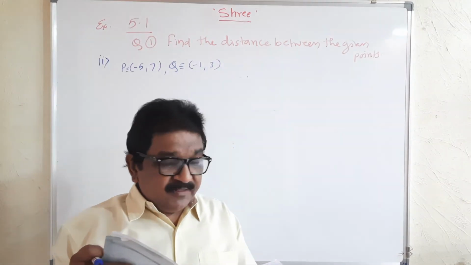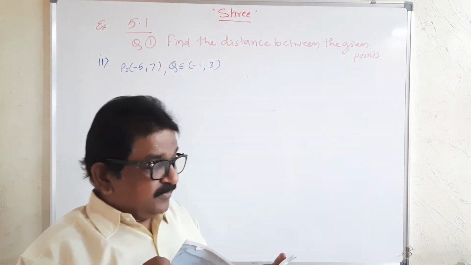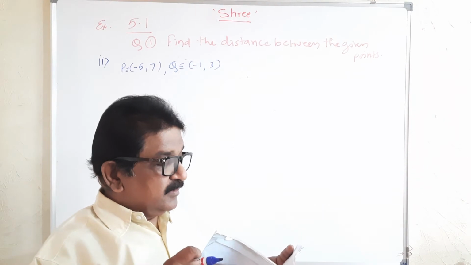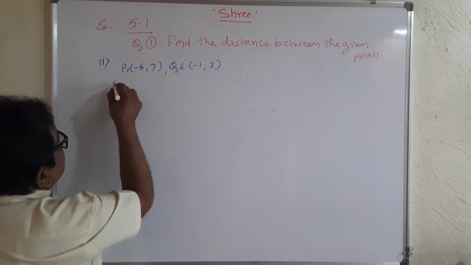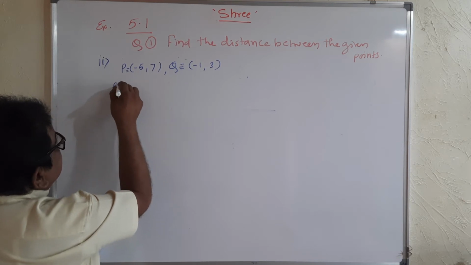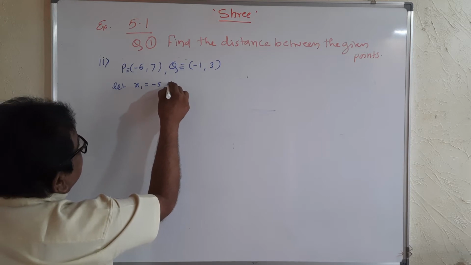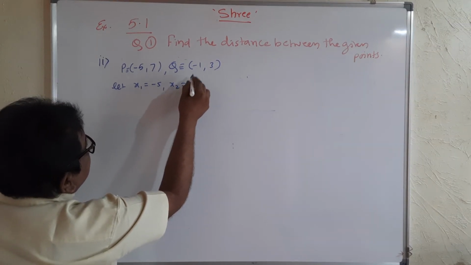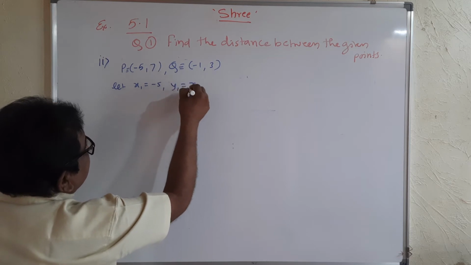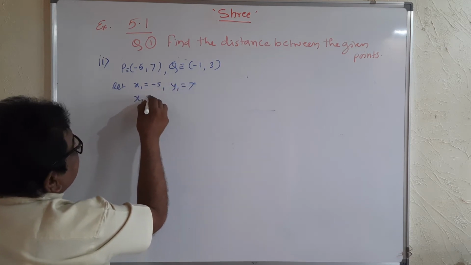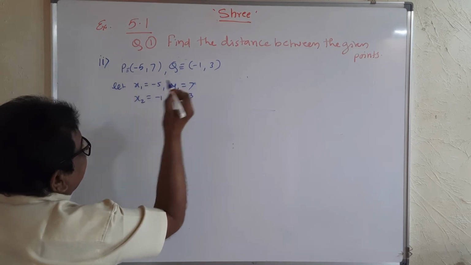Minus 5, 7 and minus 1, 3. Okay, very nice. So suppose let x1 is equal to minus 5, y1 is equal to 7, x2 is equal to minus 1 and y2 is equal to 3.